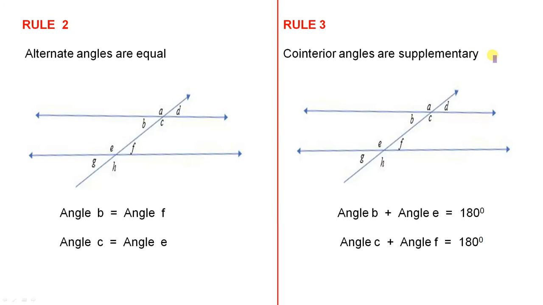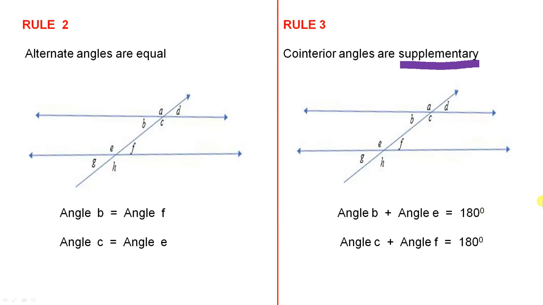And rule number 3, co-interior angles are supplementary. Now, a previous video talked about the word supplementary, and we saw that if two angles are supplementary, they add up to 180 degrees. So what this rule is telling us is that angle B plus angle E equals 180. So that angle plus that angle is 180. Angle C plus angle F equals 180 degrees. So that angle plus that angle equals 180 degrees.